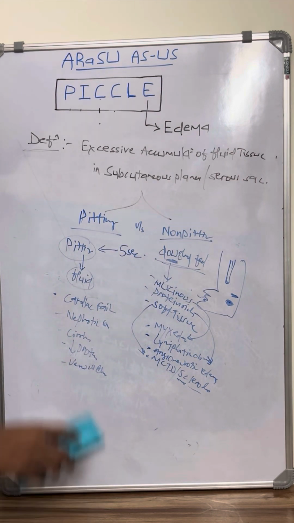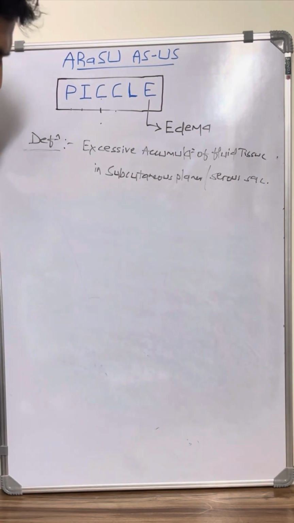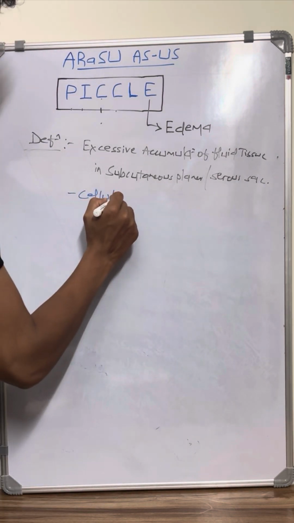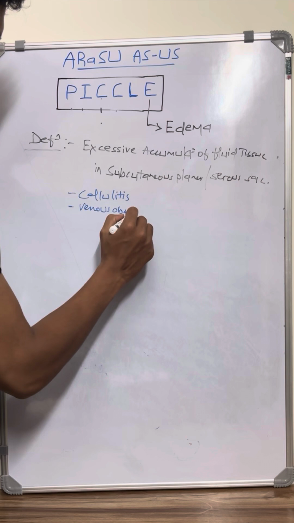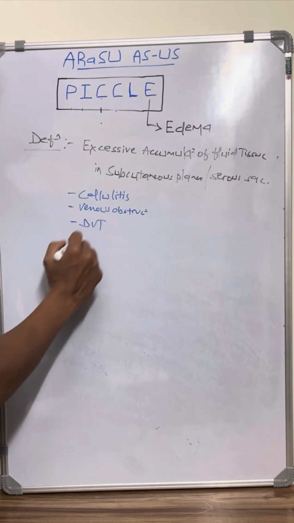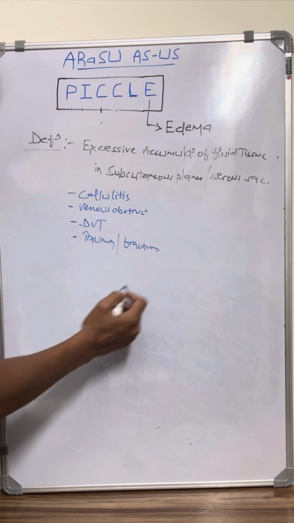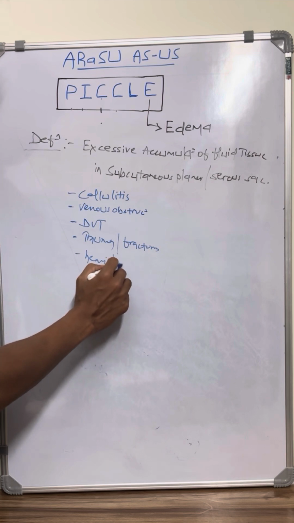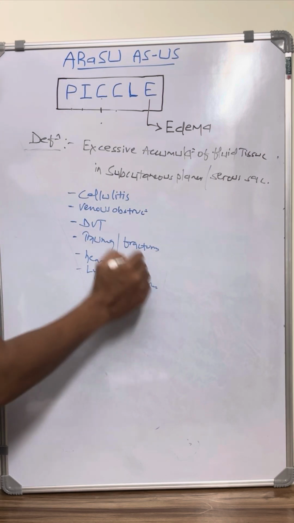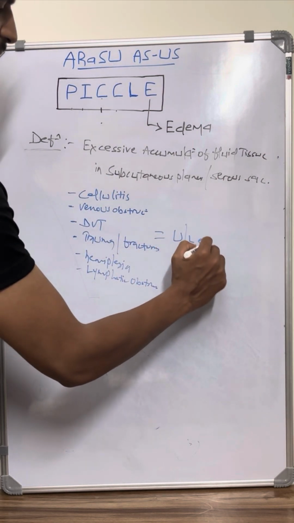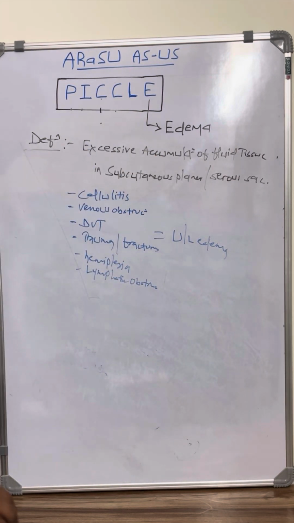And one more thing here is, what are the causes of unilateral edema? So mainly cellulitis or venous obstruction, even deep vein thrombosis or trauma or fractures, hemiplegia, lymphatic obstruction. These are some causes of unilateral edema, which we have to know while dealing with edema during examination.